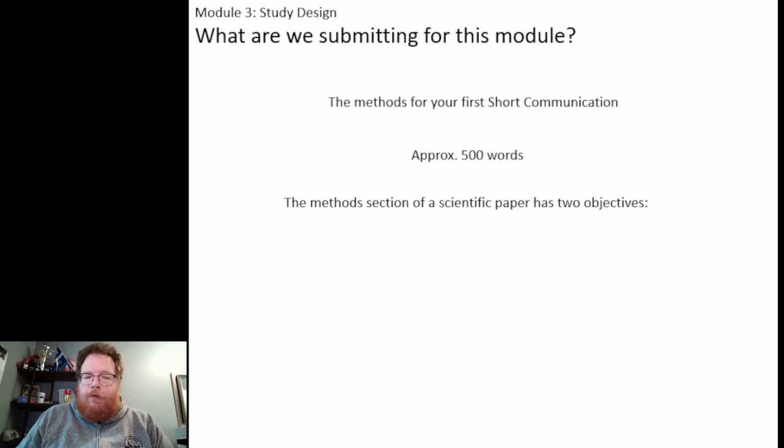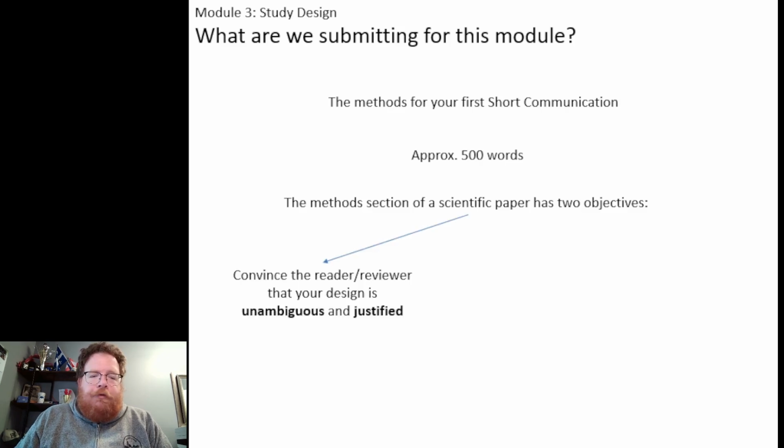approximately 500 words. And what I want to say here is that the methods section of a scientific paper, and therefore the methods section of your short communication, has two main objectives. And you have to do both of these in writing your methods section for the first short communication. The first objective is to convince the reader or the reviewer, which in this case, of course, is the teaching assistant, that your study design is unambiguous and justified.